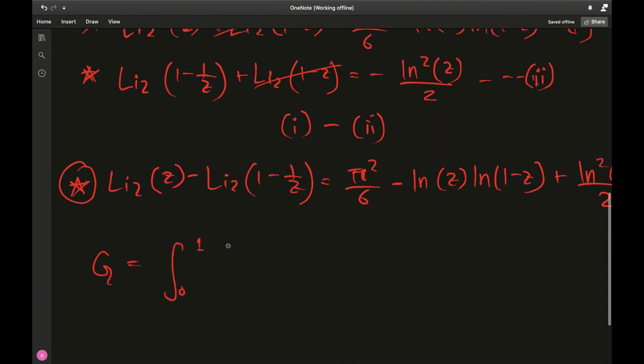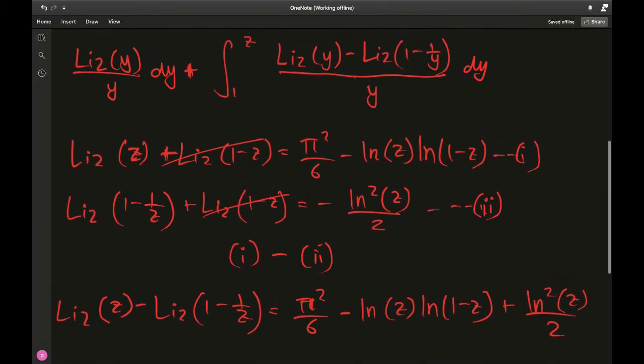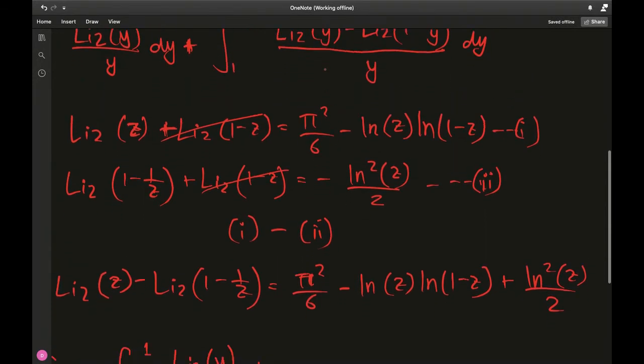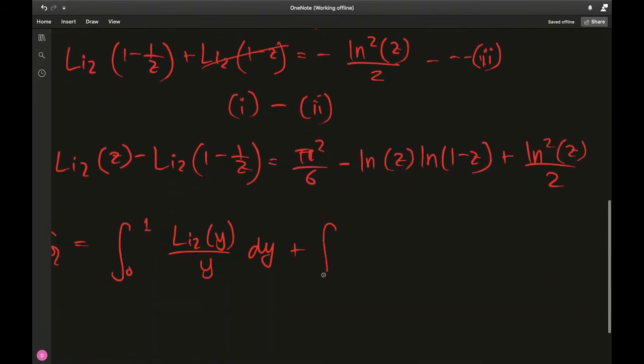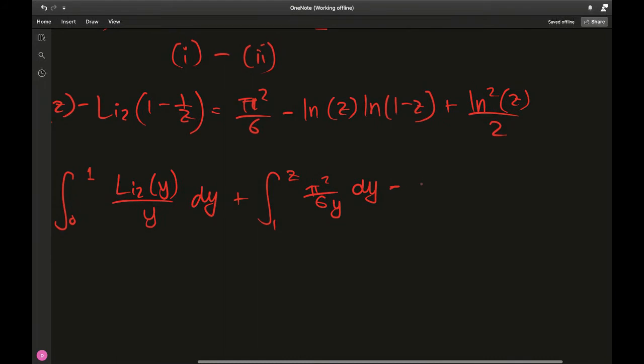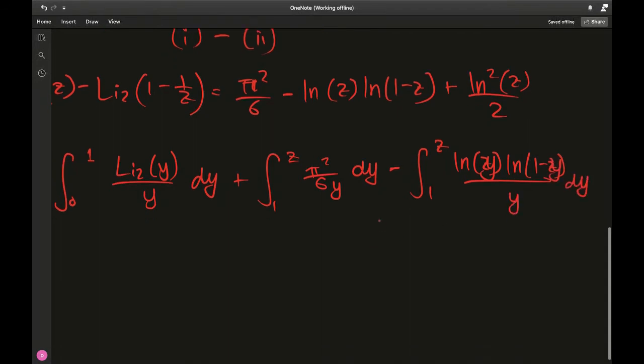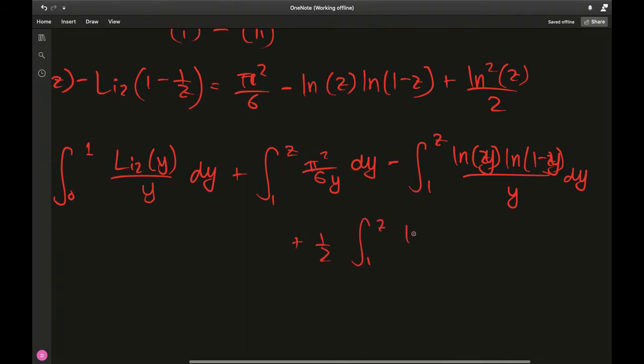So g is now integral from 0 to 1 dilogarithm of y over y dy, and if I substitute these three terms in the numerator, I can split this main integral in terms of these three integrals by linearity, right? So I'll have integral from 1 to z pi squared over 6y dy minus integral from 1 to z natural log z, natural log 1 minus z, well, let's call it y, since that was our original variable, dy plus half integral from 1 to z natural log squared y over 2 y dy.